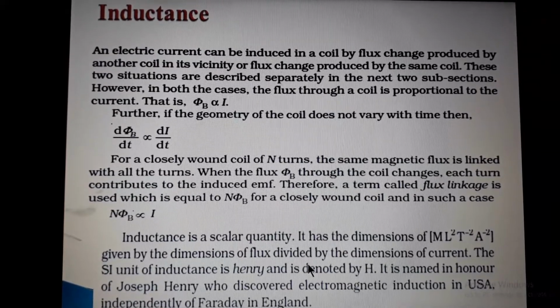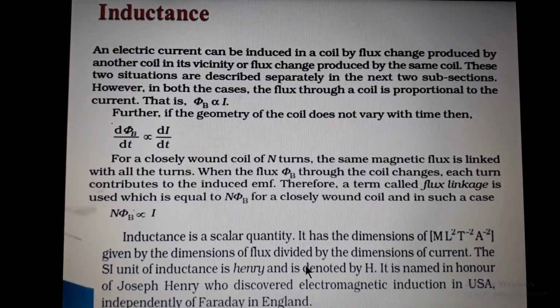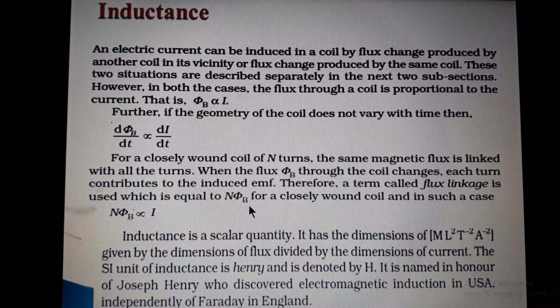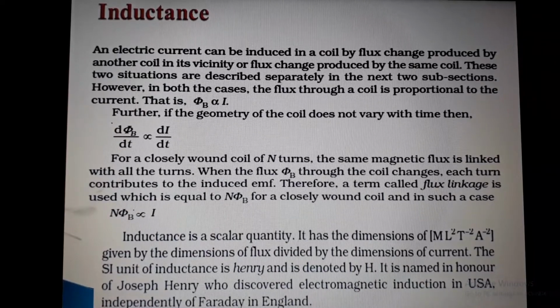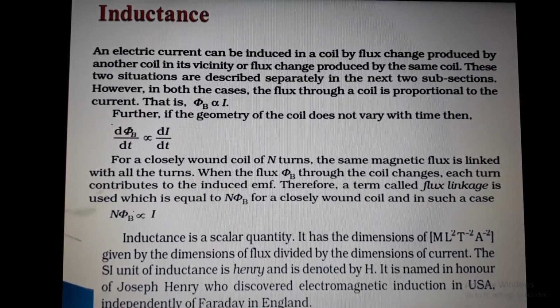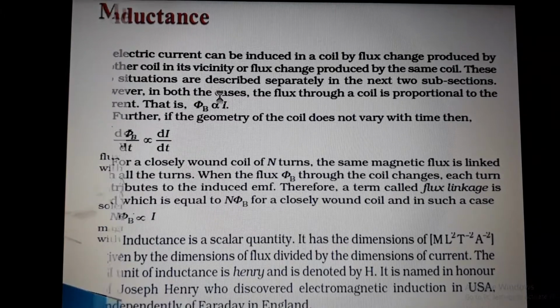But the main part is that there are two types of inductance. One is self inductance and one is mutual inductance. In this lecture I will explain mutual inductance, and in the next lecture I will explain self inductance. So just see what mutual inductance is.